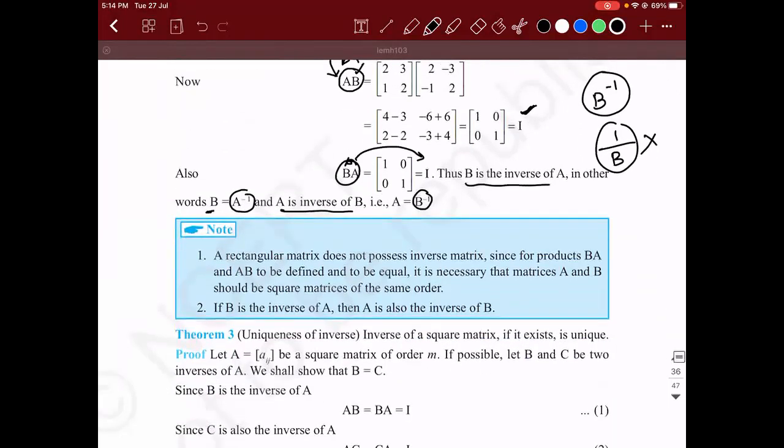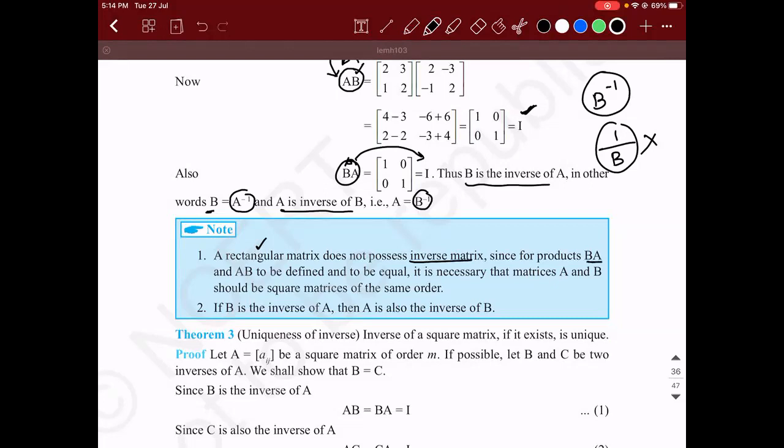Secondly, what are all the important notes, guys? A rectangular matrix does not possess an inverse at all, because when you have a rectangular matrix, there might be a case where AB is possible but BA might not be possible, or BA might be possible but AB might not be possible, right?